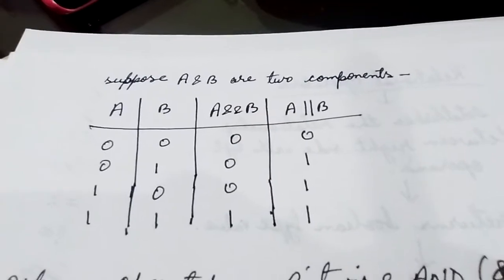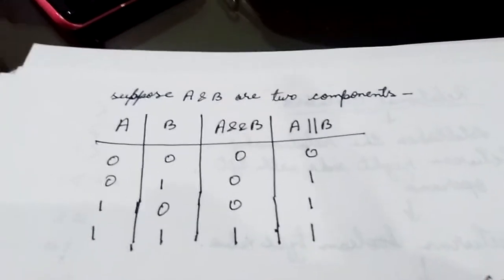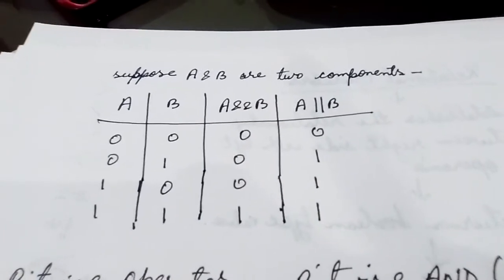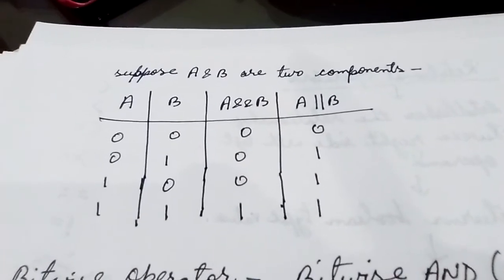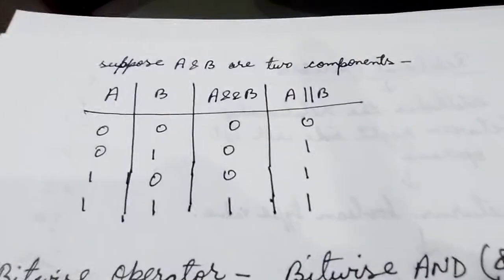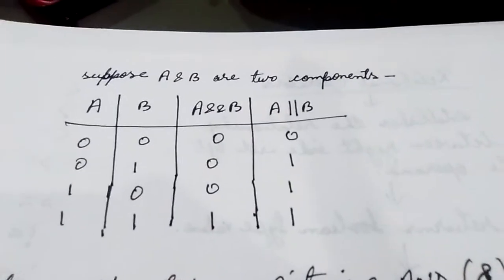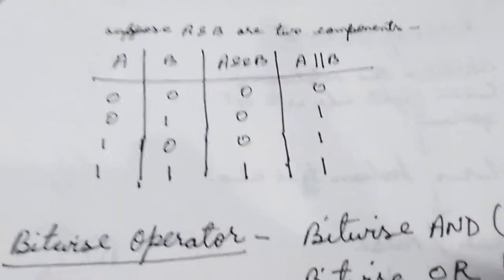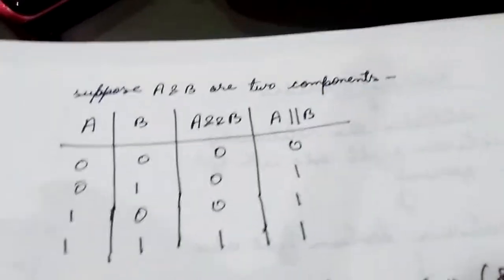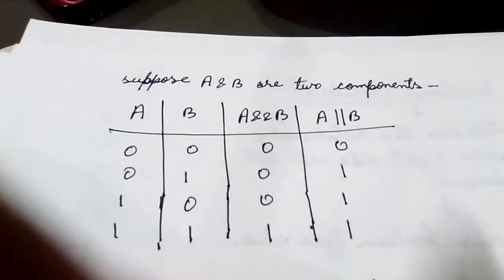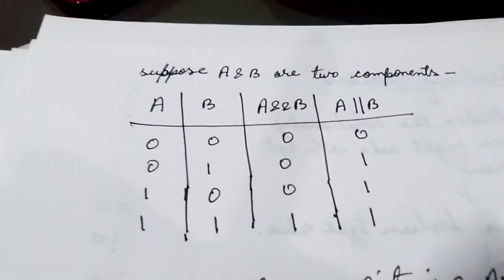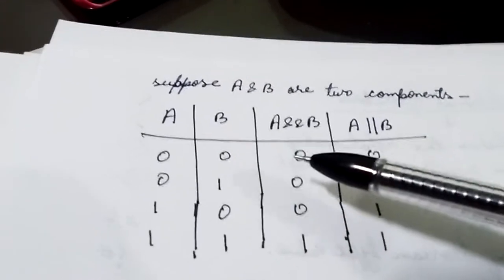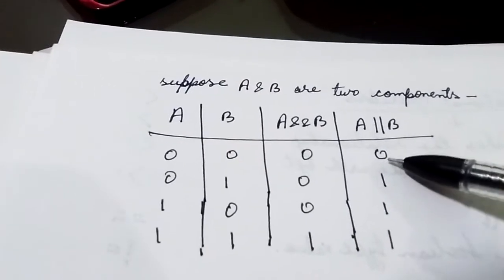0 and 1 are the two bits. I hope you all understand this. The computer works on bits. 0 stands for no and 1 stands for yes. So suppose we consider that A and B are the two components. Components means there are two conditions, A and B. For the first case, both the conditions are returning false, so both are 0, 0. If we use logical and, it will return 0. And if or, it will also return 0.